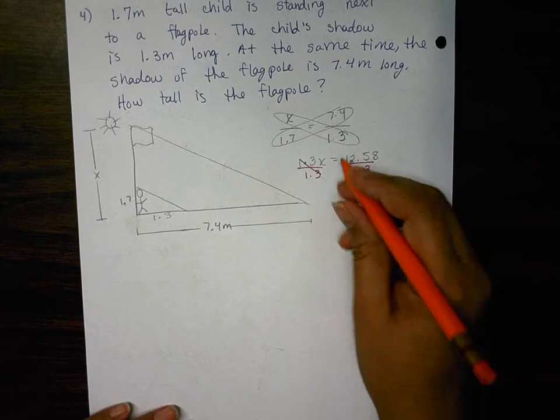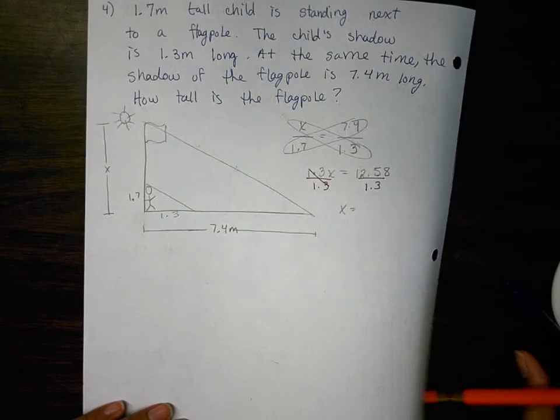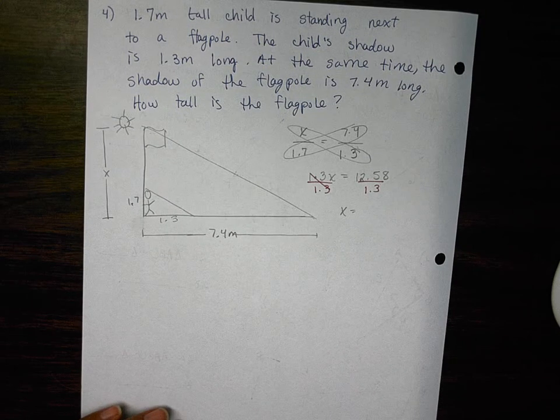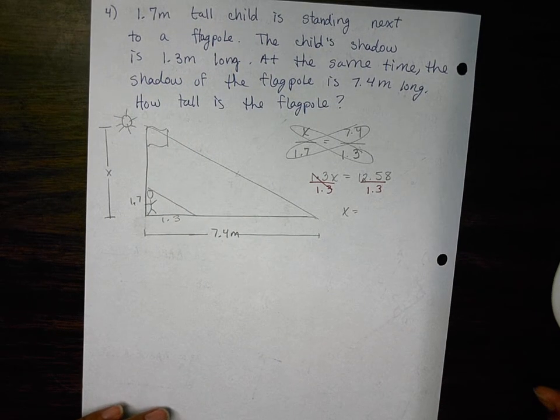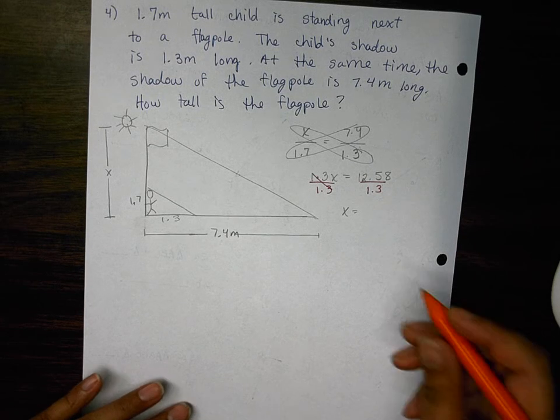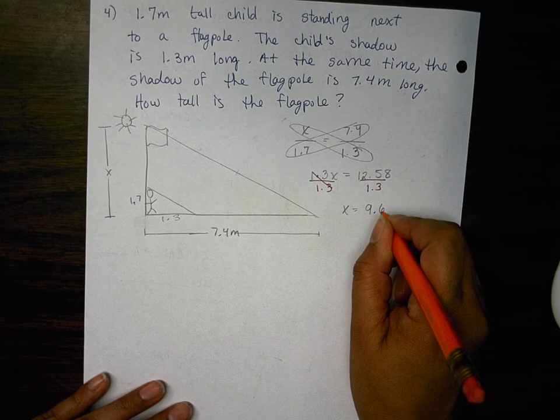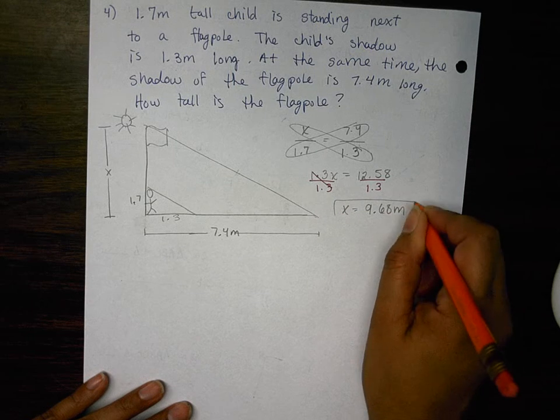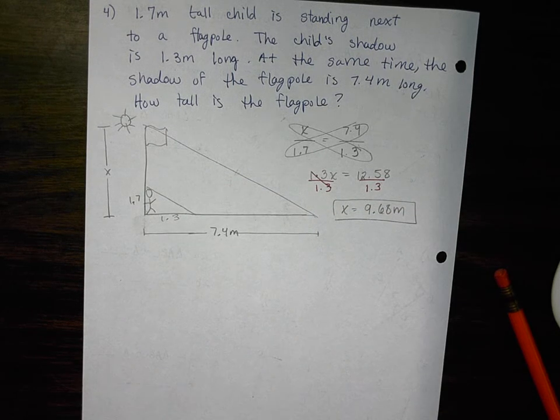1.3. Those of you with the calculators, will you please plug it in for us? 2 decimal places if it comes out to more. 9.68 meters. Questions? Okay, we do have another one.